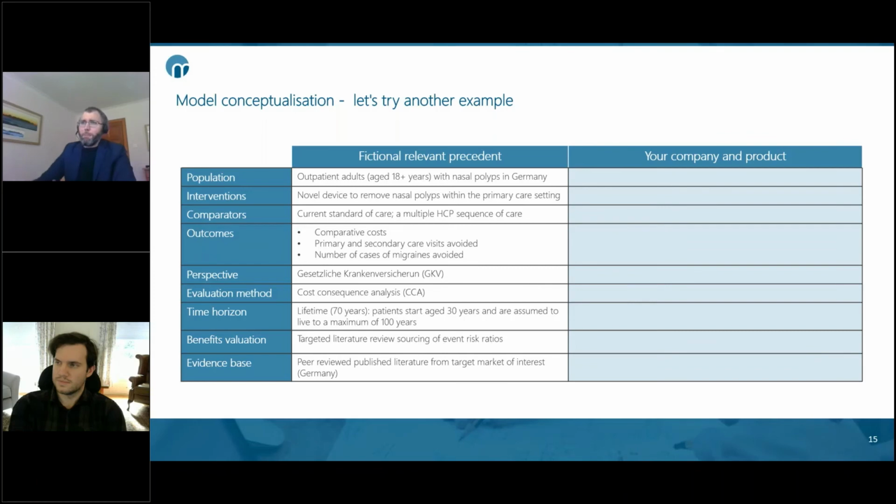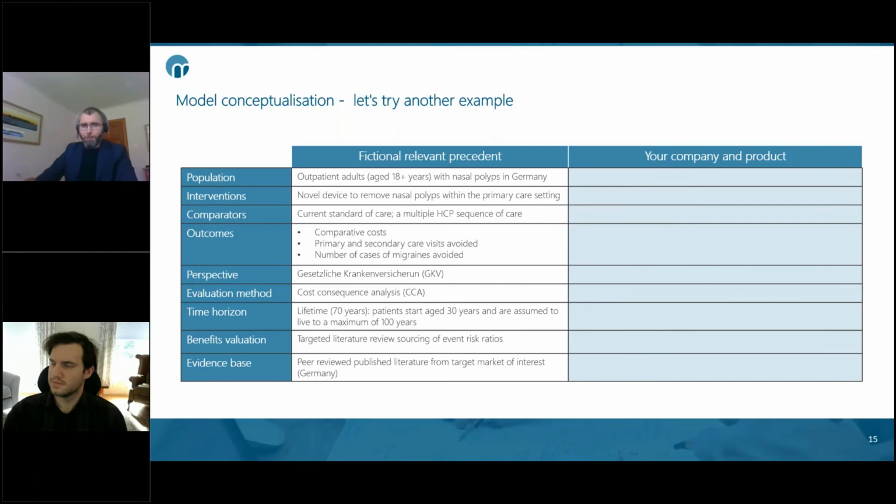And similarly here, again, using the same structure of what's called a PICO, population, interventions, comparators and outcomes, as well as the perspective, who's interested, who are we delivering this to, evaluation method, what kind of model are we using, for how long are we modeling, time horizon, benefits valuation, what's the basis of our valuation here and what evidence do we use? So in this case, this is a bit of a value story here, another fictional precedent where we look at nasal polyps in German adults, the incidence of those, and then we think there's a novel device that could remove nasal polyps within the primary care sector, that in effect a GP could, upon an initial consultation, remove that nasal polyp with a device.